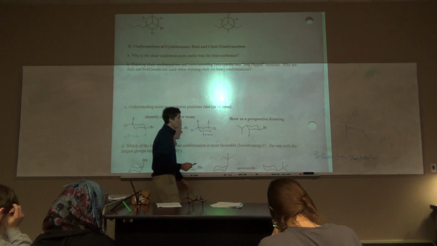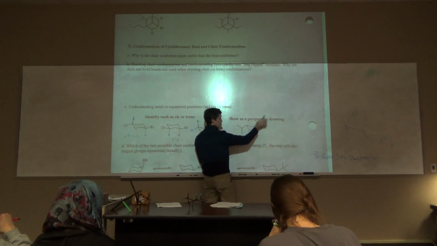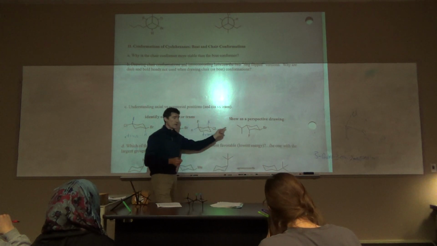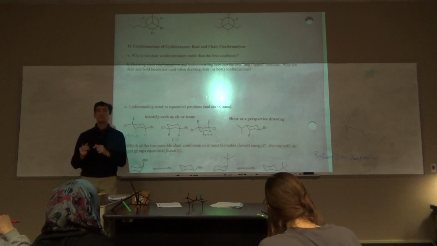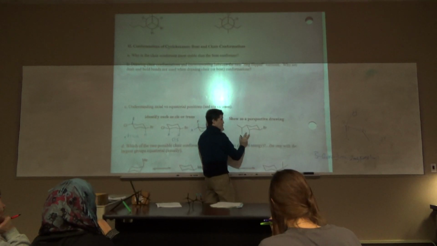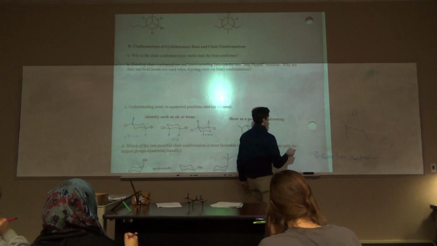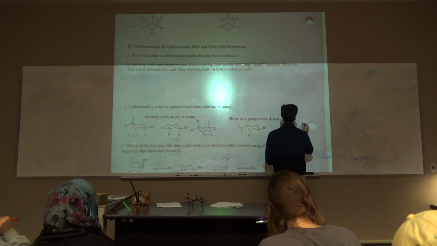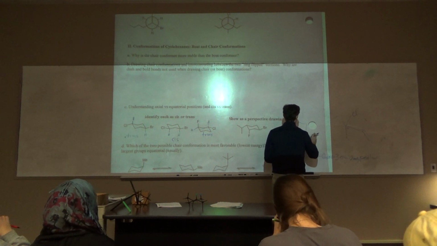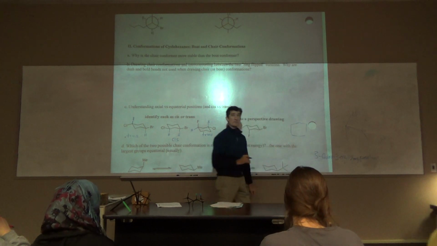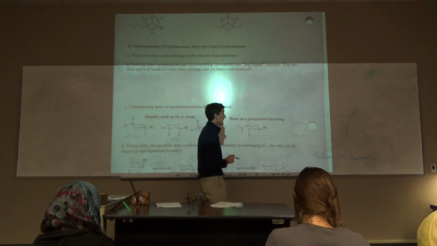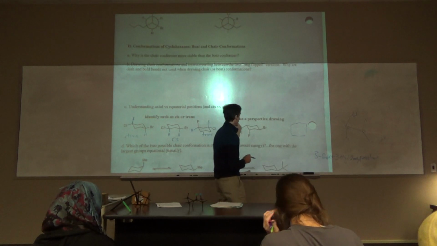Should be pretty straightforward. Show us a perspective drawing. Perspective is where you use dashed and wedged. When you do chair conformations, you do not use dashed or wedged. That's implied in here. You do not use it. We got a cyclohexane. We can draw it flat on the board, although we know in real life it's not flat. It's a chair conformation. Okay?